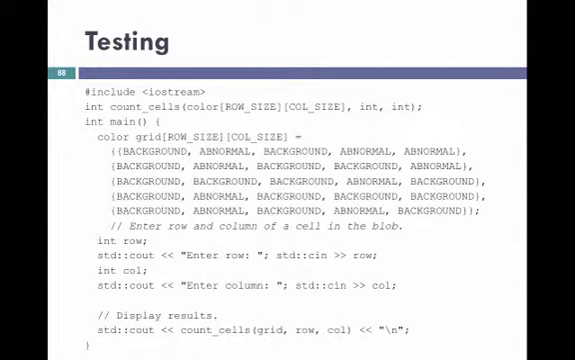Now for testing, we have this count cells function, and then here in a main routine we declare an array and set its cells to either background or abnormal, and then we can enter a row and a column and display the results. We could modify this and try some different test cases, say when everything's background or everything's abnormal and other combinations.